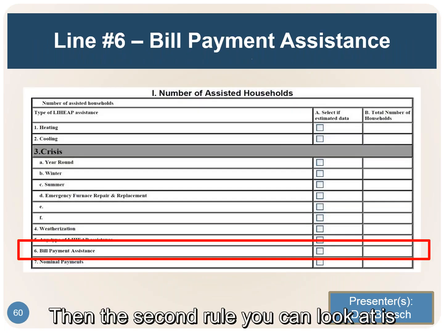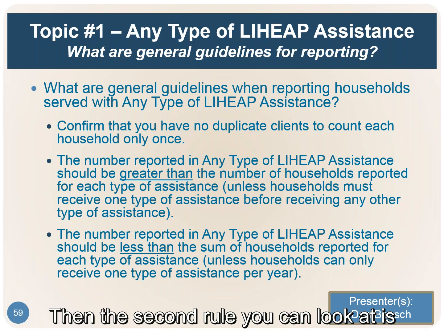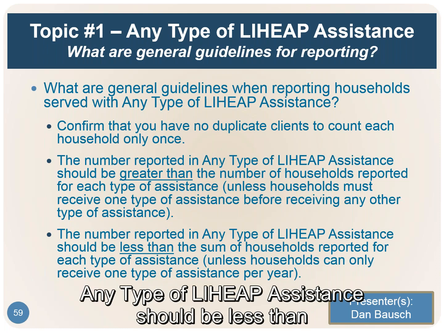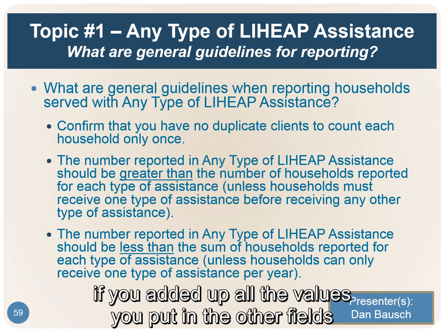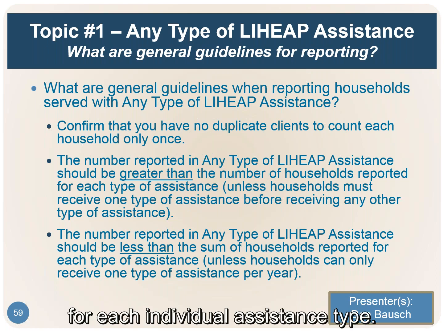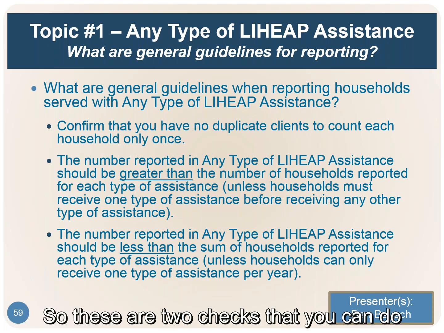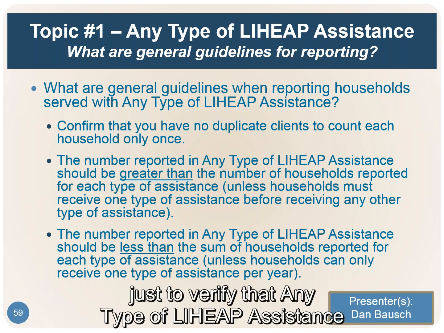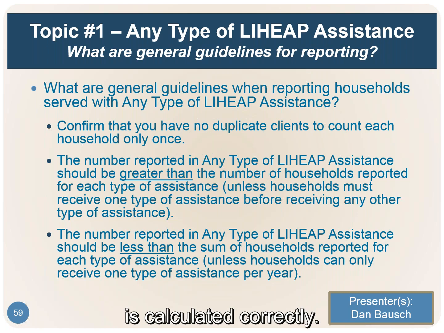And then the second rule you can look at is that the number of households you report for any type of LIHEAP assistance should be less than if you added up all the values you put in the other fields in your household report for each individual assistance type. So these are two checks that you can do, and we would recommend you give to your IT staff just to verify that any type of LIHEAP assistance is calculated correctly.